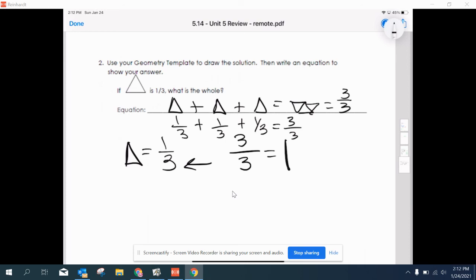So I'm asking you to draw it and to write it in numbers. You're going to have a question like this on your test too. So I hope this has helped you and that you have a better understanding of how to solve these problems. Good luck on your test tomorrow.